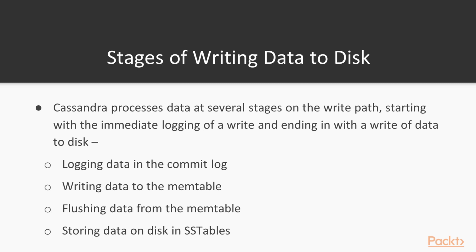Cassandra processes data at several stages on the write path, starting with the immediate logging of a write and ending with a write of data to disk. Cassandra is logging data in the commit log. It is writing data to the memtable, which is an in-memory structure. At some point in time, Cassandra is flushing data from the memtable to disk, and it stores data on disk in SSTables, and every SSTable is immutable, so we cannot modify it.